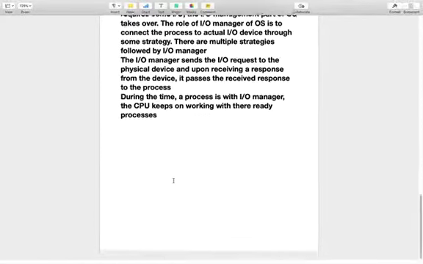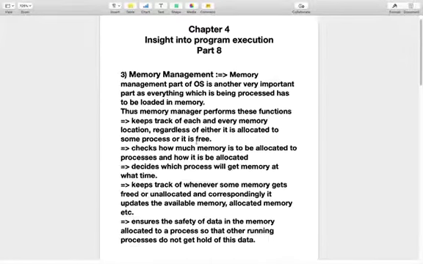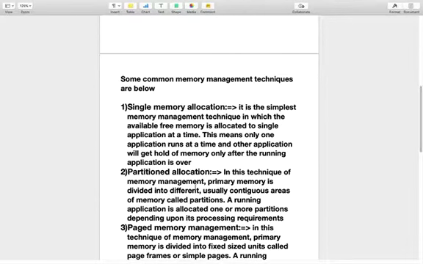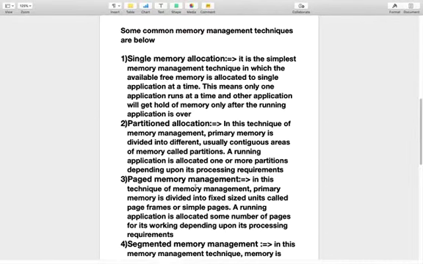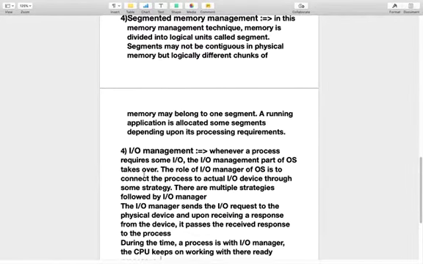So today we learned about memory management and what the memory manager performs, the following functions, and some memory management techniques like single memory allocation, partition allocation, paged memory management and segment memory management, and how the operating system performs input output management.